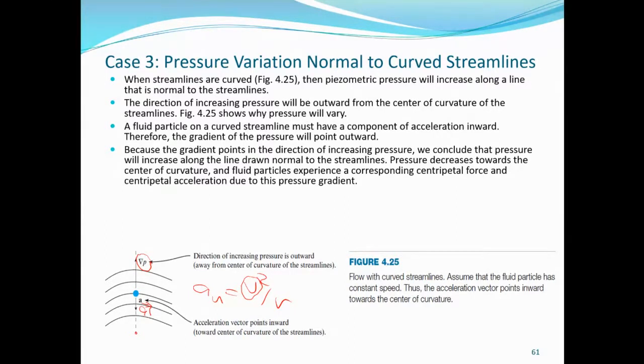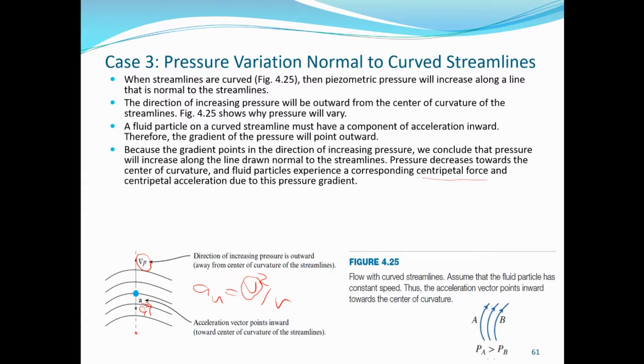Okay. So here pressure decreases towards the center of curvature and the fluid particles experience a corresponding centripetal force, a centripetal acceleration due to this pressure gradient. Okay, because the pressure decreases, so it can easily accelerate. And we call it centripetal force or centripetal acceleration because centripetal means that the force is directed towards a center. We have the opposite of centripetal, which is centrifugal, which is like pushing it away from the center. Okay, centrifugal force. So this is called centripetal because it is directed towards the center.